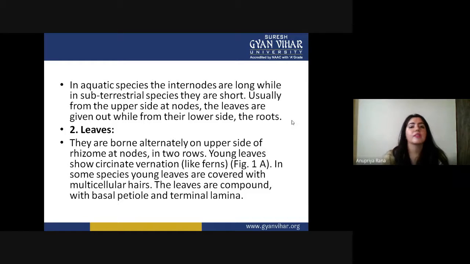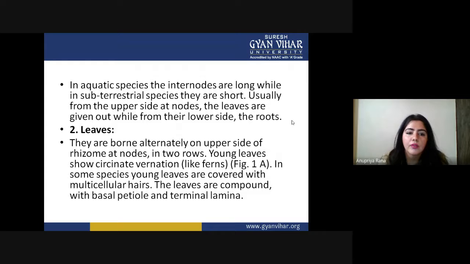So what is a subterrestrial species? It means the plants which are present on the land, but which also have some partial water condition. Usually from the upper side of the nodes the leaves are given out, while from the lower side the roots. So on the upper side of the node we have the leaves, but on the downside of the node we are going to have roots.